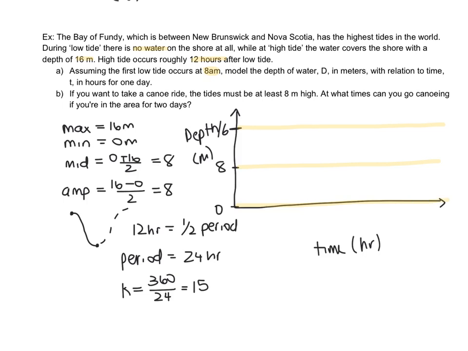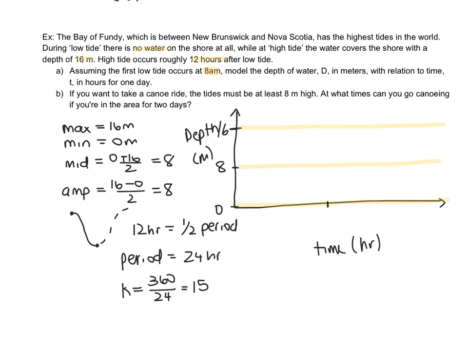when I'm drawing my key points. Now for my scale, I know that the period's 24 and we are dealing with a 24-hour clock here, so I do want to make sure I go to at least 24. But before I decide on that, I am just going to go to part B and see what they're going to want from me. If you want to take a canoe ride, the tides must be at least 8 meters high. At what times can you go canoeing if you're in the area for 2 days? So I see that word 2 days, so maybe I do want to complete 2 cycles here and include 48 hours instead of just 24, so I have a better visual for part B as well.